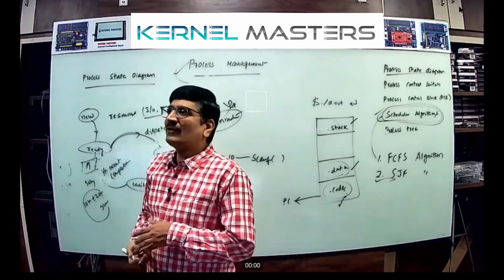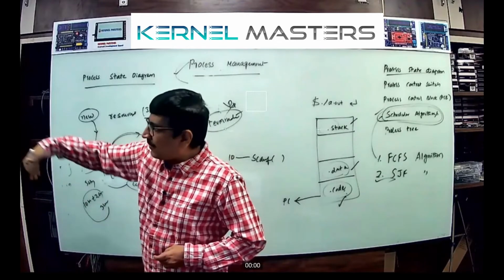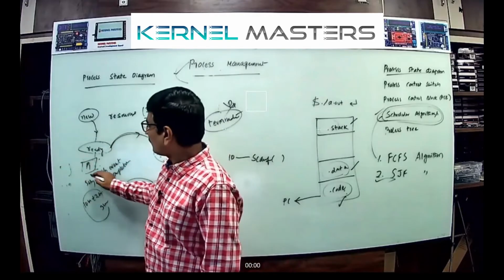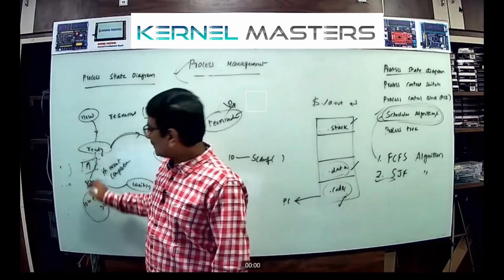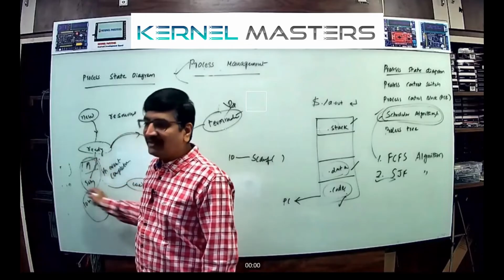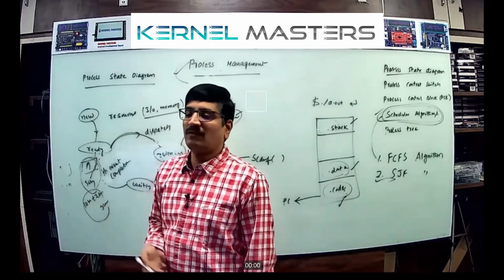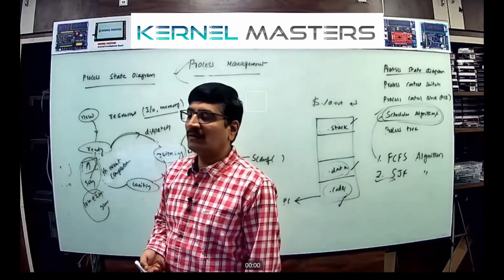Because so many processes are coming, and everyone is a smaller job compared to the first one, the first one keeps waiting. Sometimes it waits an infinite, indefinite time, because only the small process is given first priority.